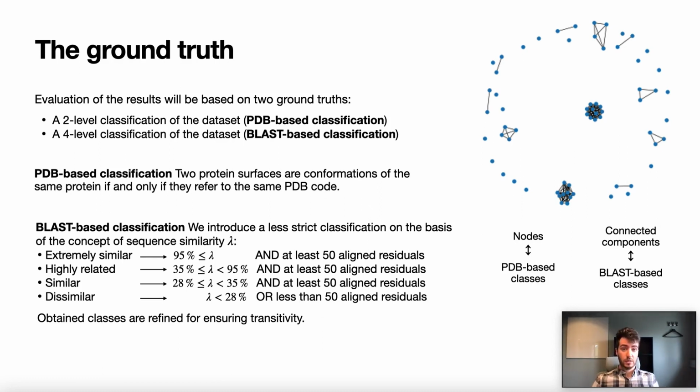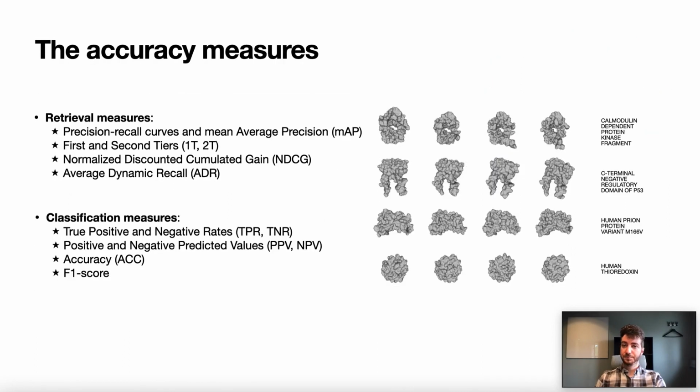The second ground truth, which we will refer to as the BLAST-based classification, is a 4-level classification of the dataset. 2 surfaces can be either extremely similar, highly related, similar, or dissimilar, with respect to the concept of sequence similarity, which quantifies how similar amino acid sequences are. The sequence similarities were obtained by using a software called BLAST, popular in the bioinformatics domain. To ensure transitivity, a community-based algorithm was further used.